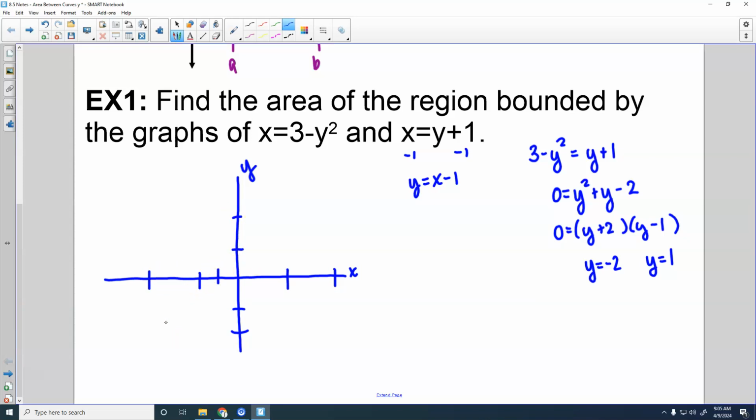Oh, wait. Let's see. We'll just see if this will work here. So if I want to graph x equals y plus 1, it's just a whole lot easier to solve it for y and graph it like a line. You have a y-intercept at -1 and a slope of 1. So that's going to be this line right here. I actually think I need to go a little further on that x-axis.